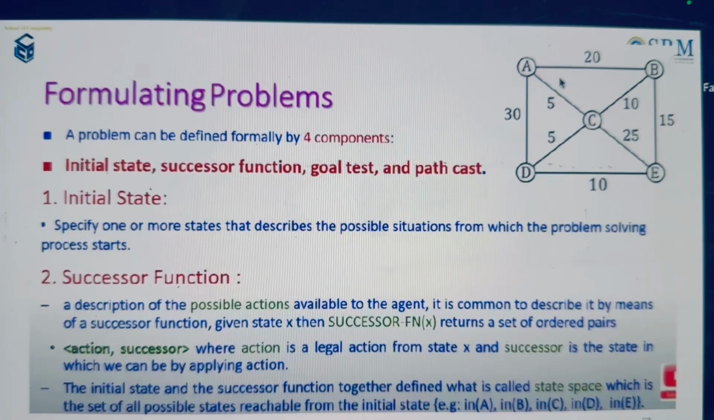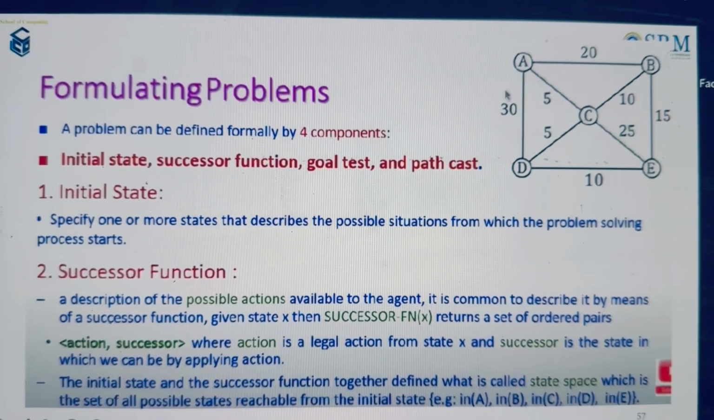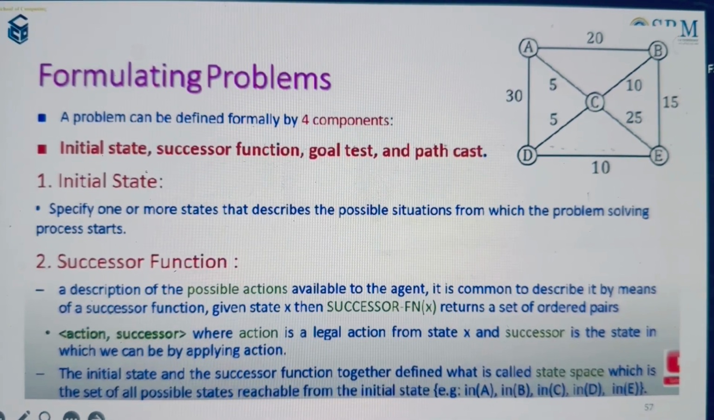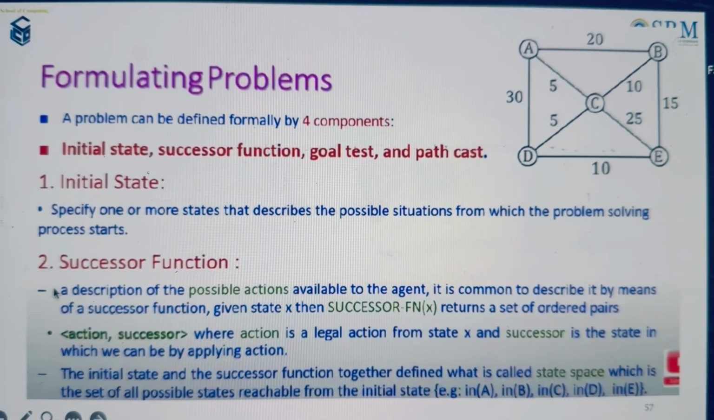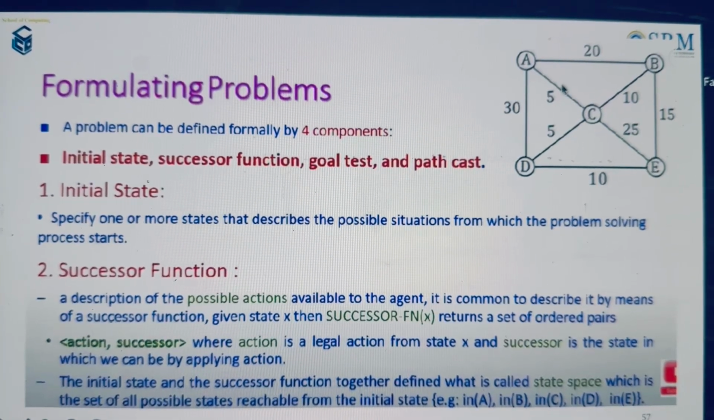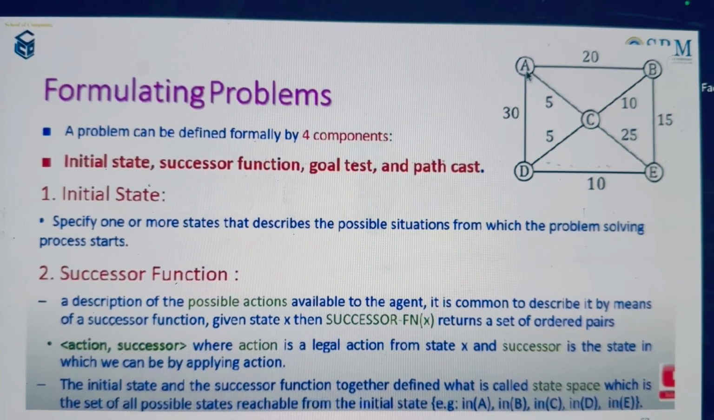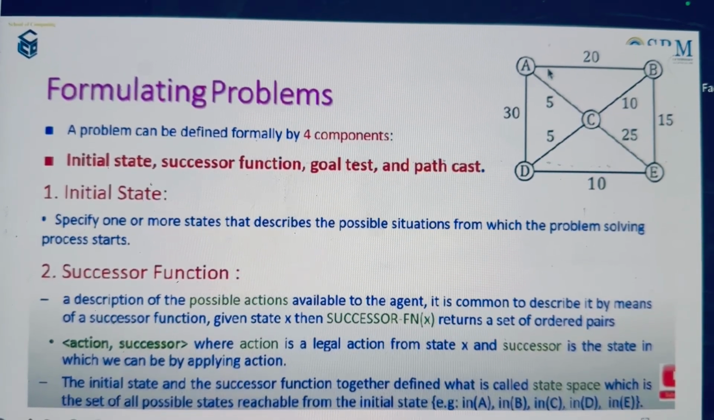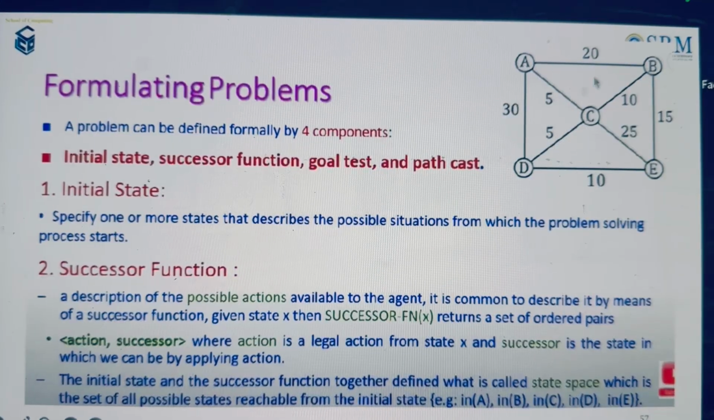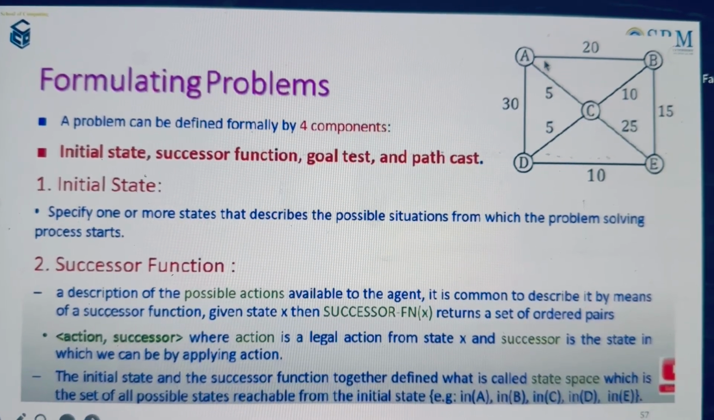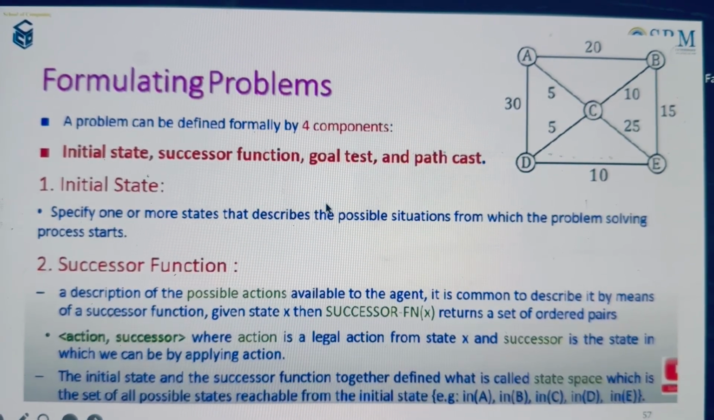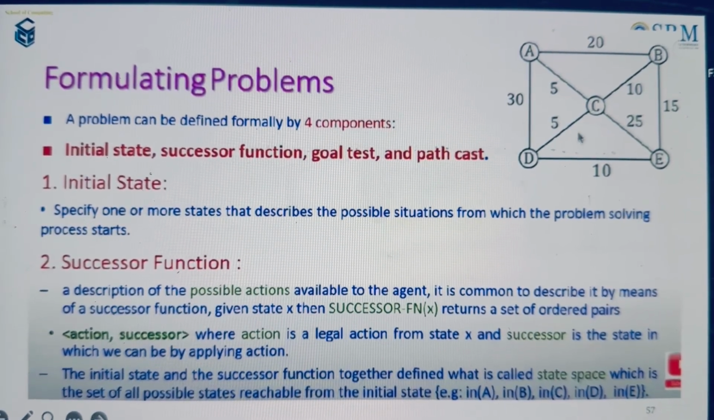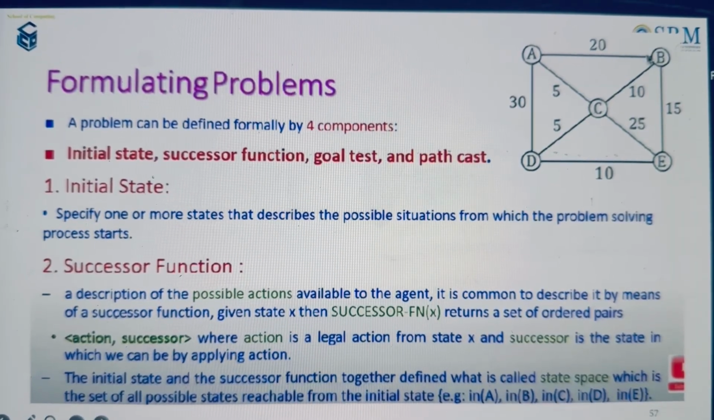So from A, what are the actions for A? Suppose this is the state for which we are going to find the successor function. For A, if you do what action, you will obtain the particular successor. So, for example, from A, what are the successor steps? What are the next steps? You can lead to B, C, D. You can lead to B, you can lead to C, you can lead to D. They are all successors. And if you do what action, it leads to D.